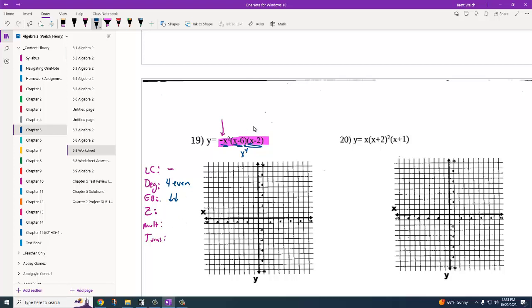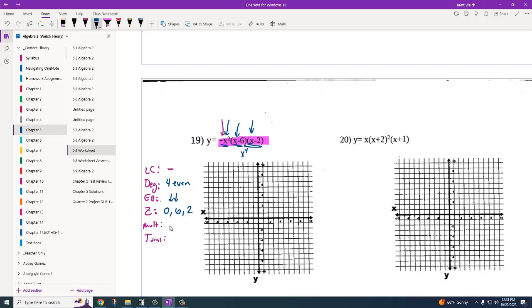Zeros are the things that make each x equal to 0. Now I should be able to find, because I see 3 x's, I should be able to find 3 zeros. The x squared that's out here by itself will always be a 0. The x minus 6 would be a positive 6, and the x minus 2 would be a positive 2.